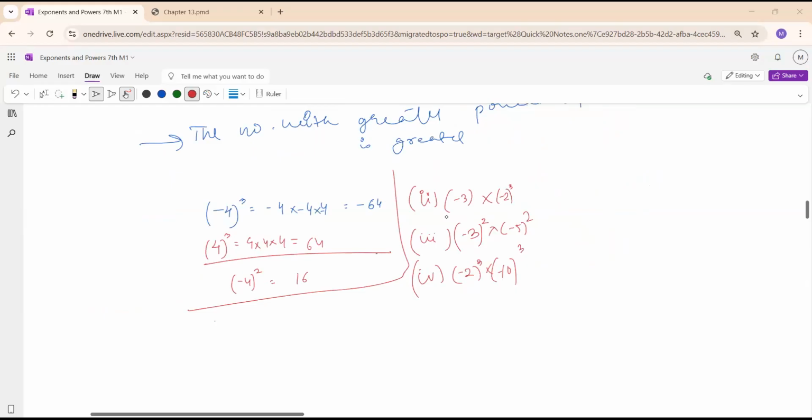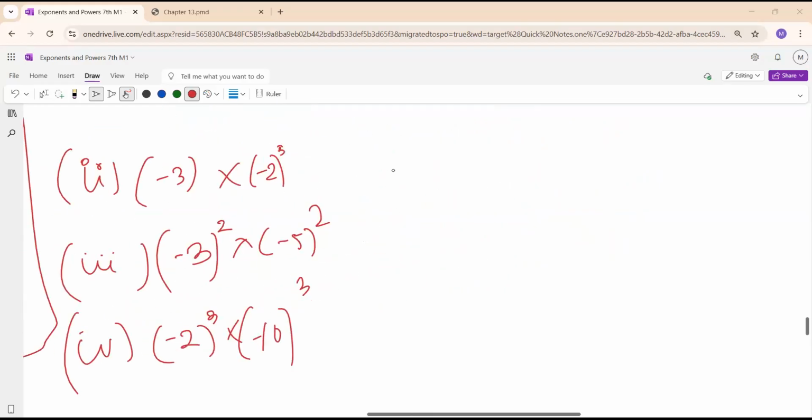Okay, see. The second one is minus 3. This means minus 3 as it is into, see, minus 2 raised to the power 3 means 2 raised to the power 3, we do 2 into 2 into 2. 2 into 2 into 2 is 8 and odd power so means minus sign. So minus 8. So now minus 3 into minus 8, very simple. 8 3s are 24 and minus minus is plus. Got it, Abdul Rahman?